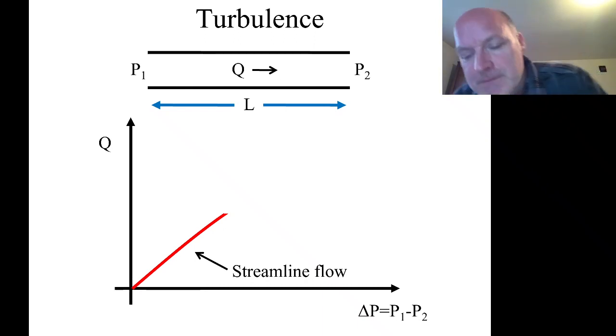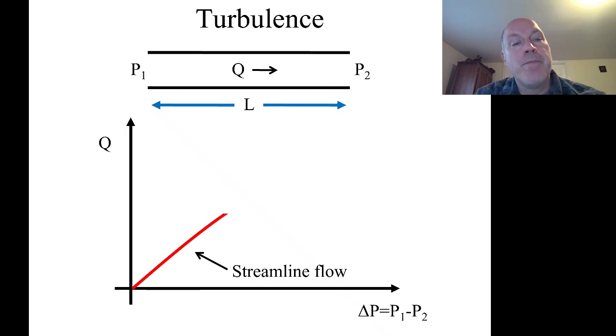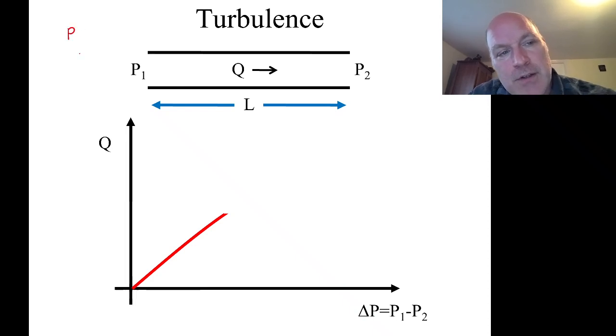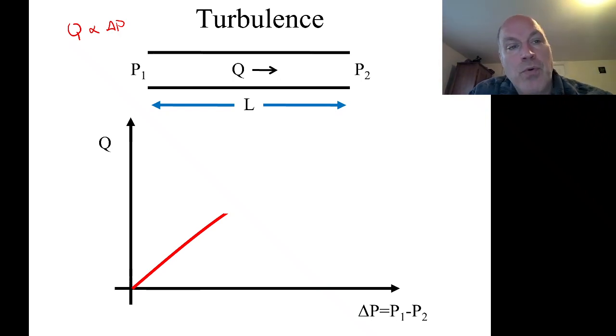Poiseuille's law says that the flow, okay, well, I'm going to just write it down. Q is proportional to delta P, right? Or Q is proportional to delta P over L, the pressure gradient. And that would look like a line.